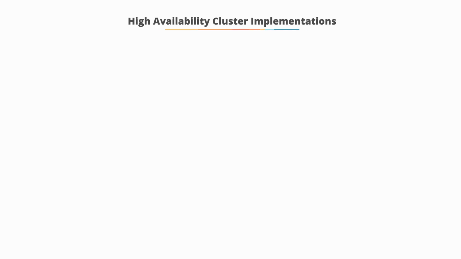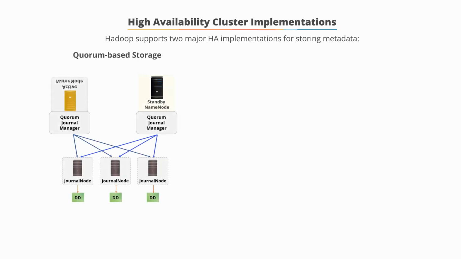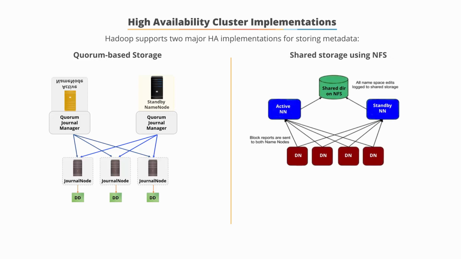Now that we have learned about the architecture, let's see the major types of HA implementations. Hadoop supports two major HA implementations for storing metadata. One is quorum-based storage, and two is shared storage using NFS. You can see these in the slides.